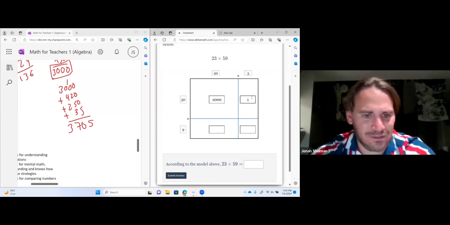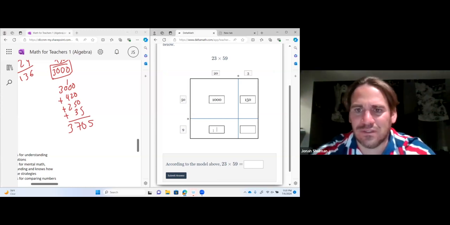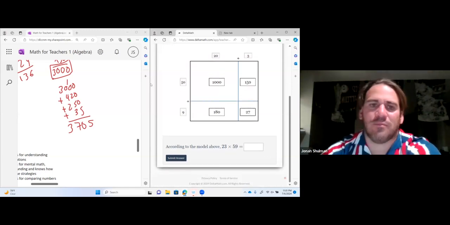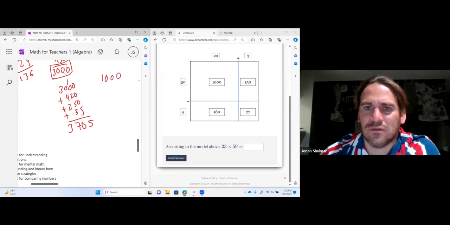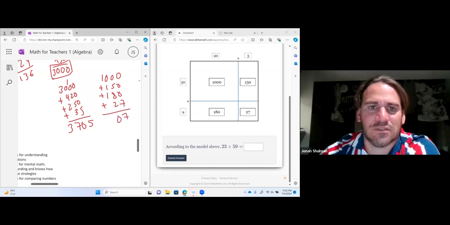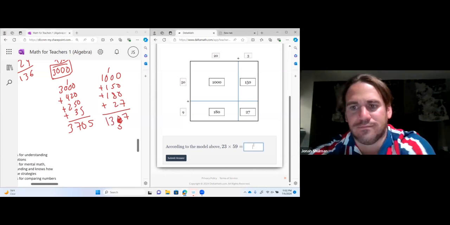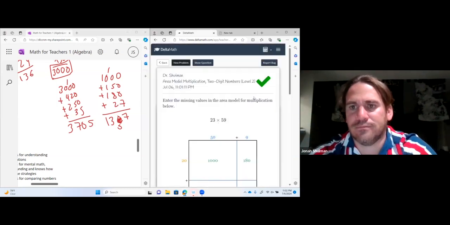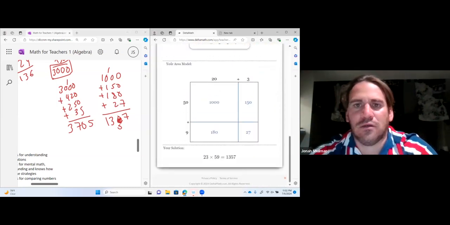This is 15 with 1 zero. This is 18 with 1 zero. And this is 27. And we could add them up. 1,000 plus 150 plus 180 plus 27. Oh, sorry. 10 plus 5 is 15. Carry the 1. 1,357. Ta-da!